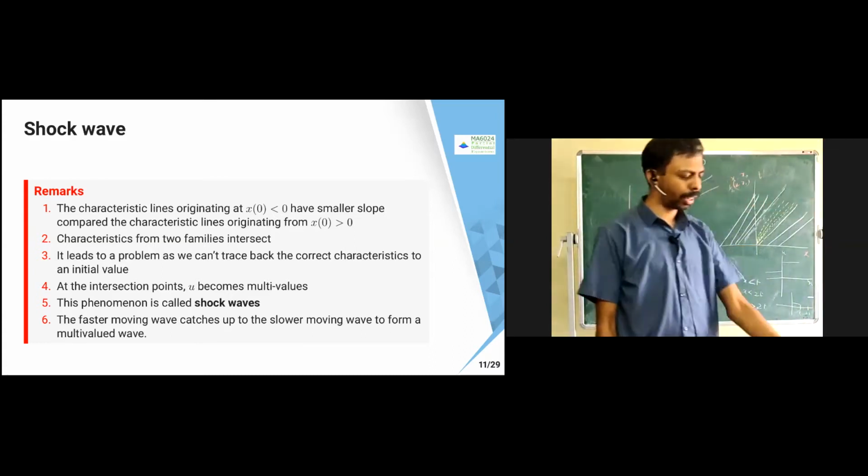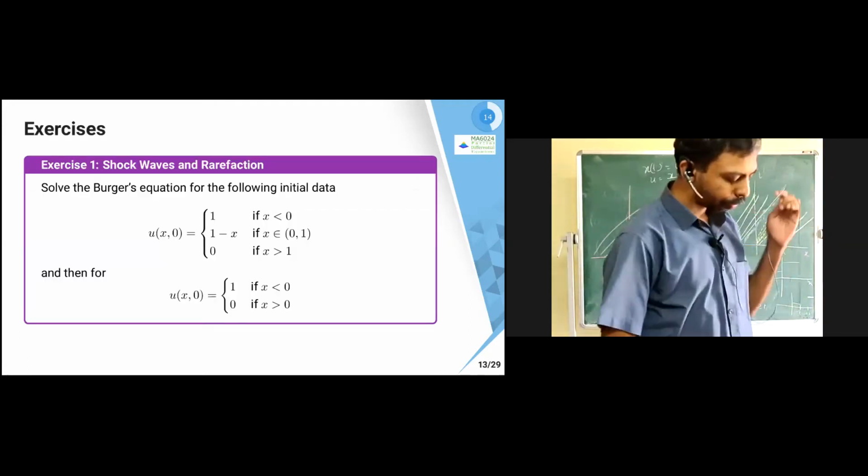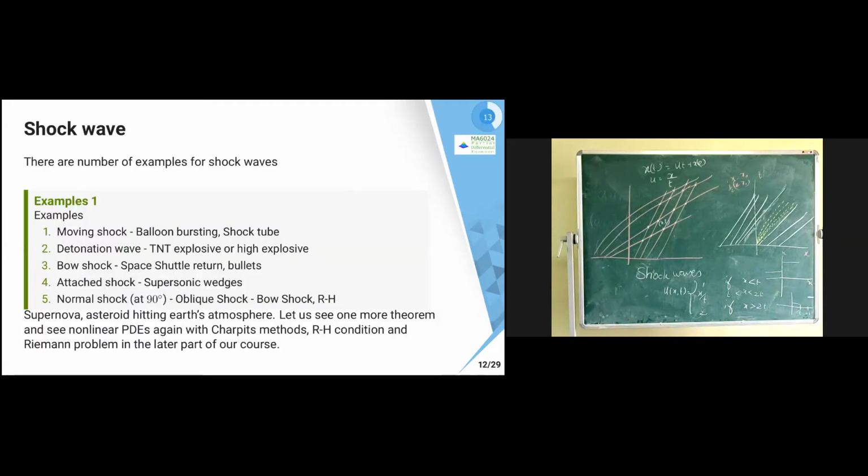Let's see where it is creating a problem. We'll see some pictures, then we'll come back. The first one is balloon bursting. If you put a pin in a balloon, it will blow up. The second one is called a detonation wave. When TNT, an atom bomb, or some high explosive suddenly goes off, you can see that an immediate shock occurs.